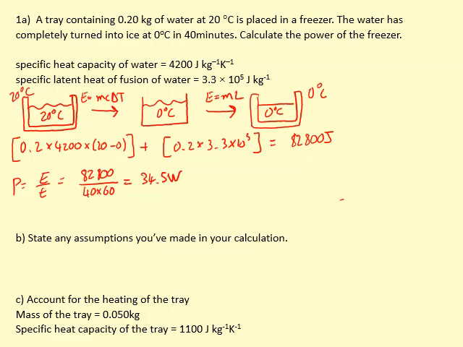So what we'll need to do is add on the energy that needs to be absorbed from the tray. The mass of the tray is 0.05, the specific capacity of the tray is 1100, times the change in temperature, going from 20 to 0. And that gives us a new energy of 86900 joules. And if you divide that by 40 minutes times 60 seconds, that gives us a new power of 35.0 watts.